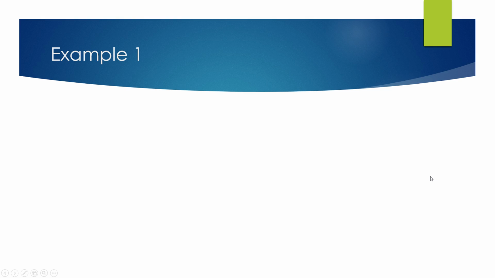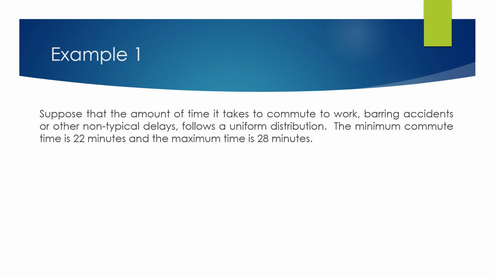So let's look at an example. Suppose that the amount of time it takes to commute to work, barring accidents and other non-typical delays, follows a uniform distribution. The minimum commute time is 22 minutes and the maximum commute time is 28 minutes. This is a situation that would definitely follow a normal distribution, I'm just about positive. It may be skewed in one direction or another, but it would probably be pretty bell-shaped. But for now, we're going to assume that things are uniformly distributed, but it will be worth it when we go to find probabilities for the normal distribution sections.